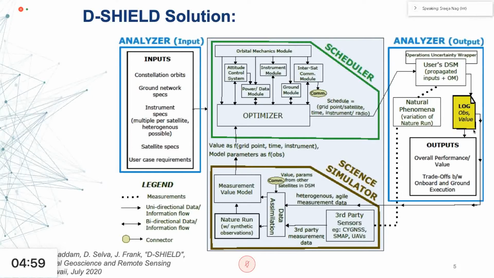The objective function of this optimizer is informed by the science simulator, which has components of a nature run and also data assimilation from not just measurements made by the test constellation, but also third-party sensors like Cygnus and SMAP. This whole technology box, scheduler and science simulator, is analyzed by the third part of DShield called the analyzer, which shows the sensitivity of performance as a function of various input parameters like constellation orbits, instrument specs, and other user requirements. This can either come from existing constellations or from design tools like TAT3, which has been previously funded by EIST. Next slide, please.